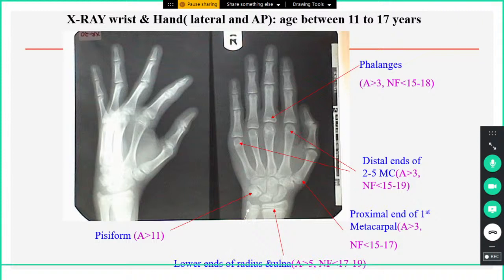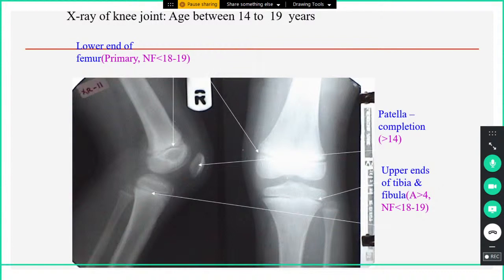See the lower end of radius, right side of the wrist joint, in the AP, anterior posterior view, lower end of radius and ulna. Everybody can appreciate the non-fusion of the lower ends. Non-fusion suggests that the X-ray is of a person who is below 17 to 19 years. This is the upper end of tibia and lower end of femur.